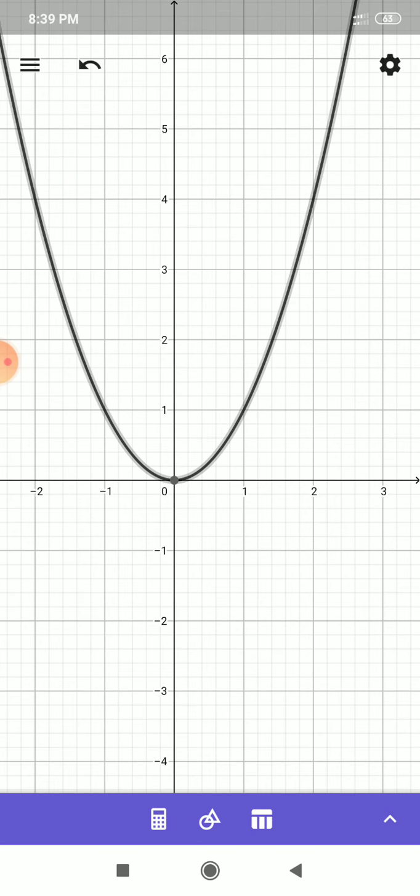Okay, what about the range? Range means we have to find the y values at which the graph is there. On the negative y-axis, there is no graph, but there is a graph for all the non-negative y values. Therefore the range will be the positive real numbers including 0. That means it is not a negative real number. Positive real numbers including 0 we will call non-negative real numbers. So here the domain is capital R and the range is non-negative real numbers.